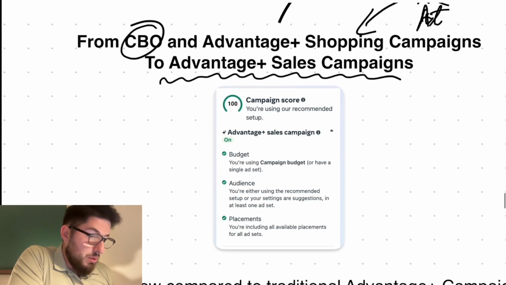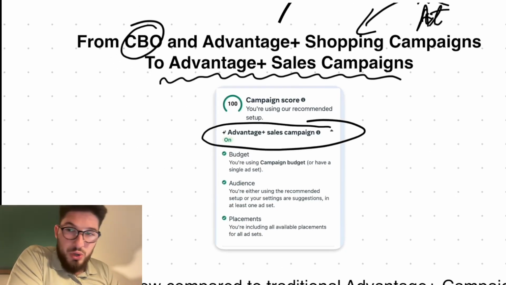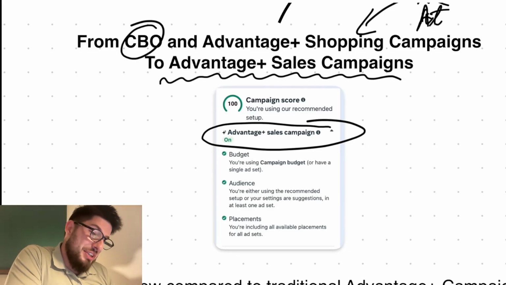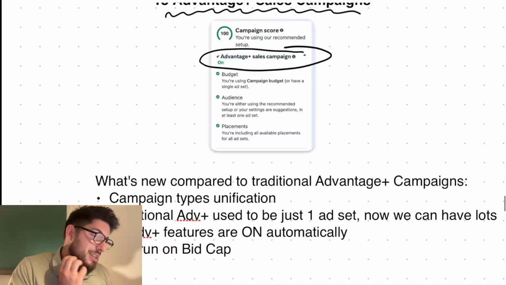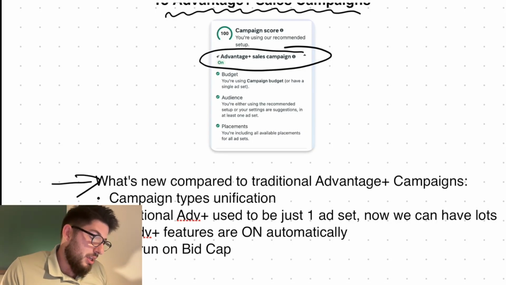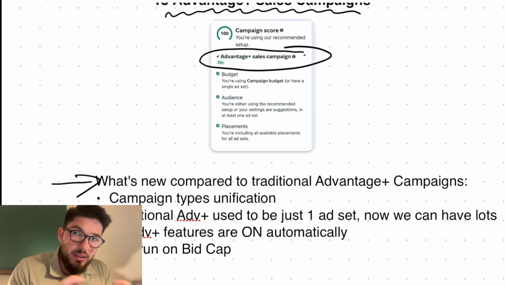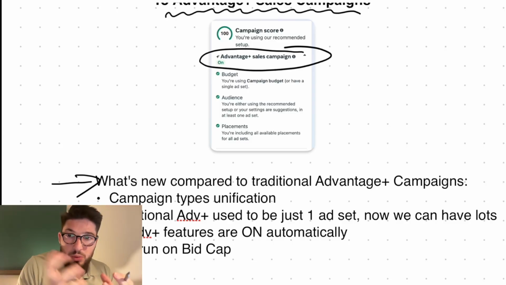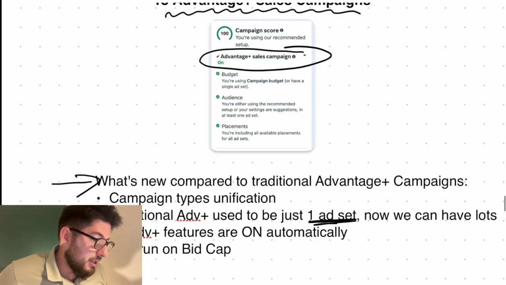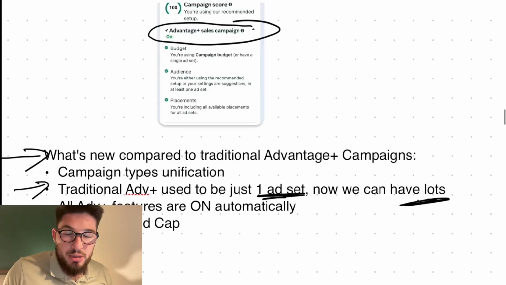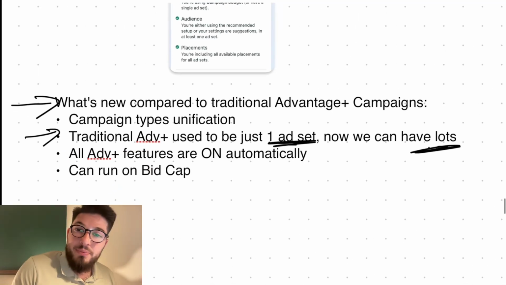In this one, you will see when you create the campaign, it will directly say this thing right here. That's when you know that you have the new stuff in the Ads Manager, right? So what's different? What's new compared to the traditional Advantage Plus campaign? So the first one is they have unified this CBO and Advantage. So basically we don't have two options now, we just have one option. Traditional Advantage Plus used to have just one ad set, and now we can have basically lots of them. It's like a CBO, but with AI.